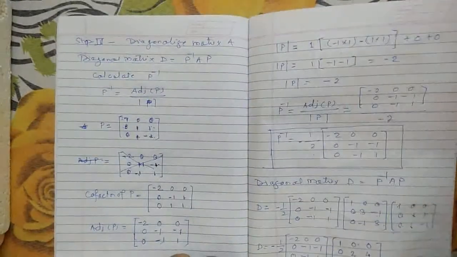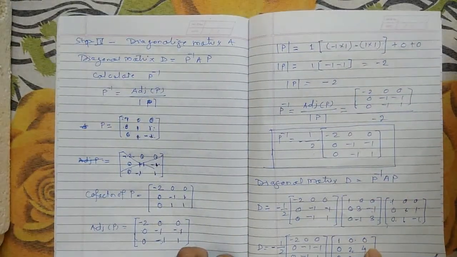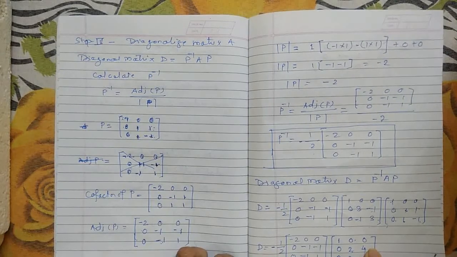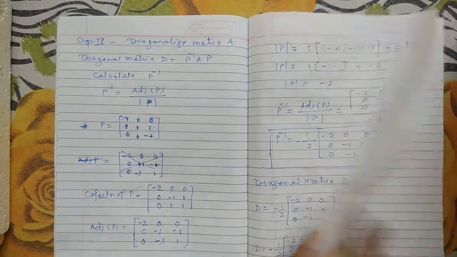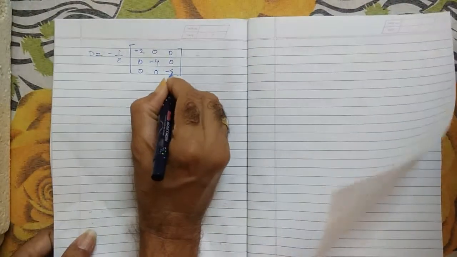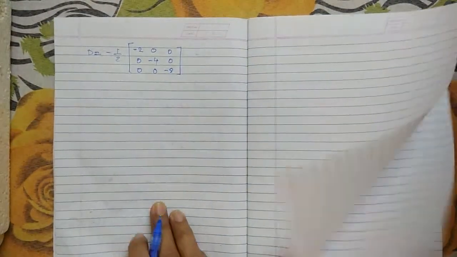Now this is 0 into 0. Minus 1 into 4, that is minus 4. 1 into minus 4, that is minus 4. Minus 4 minus 4, that is minus 8. So I will have minus 8 here.